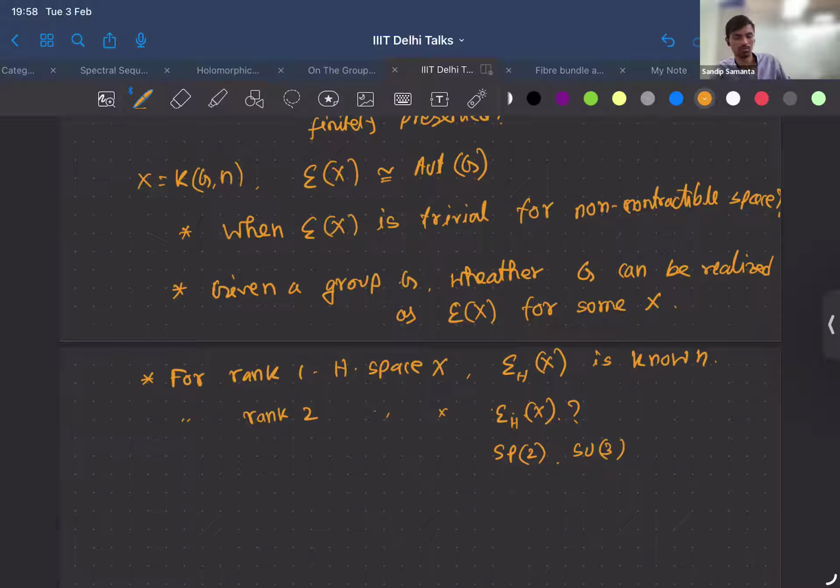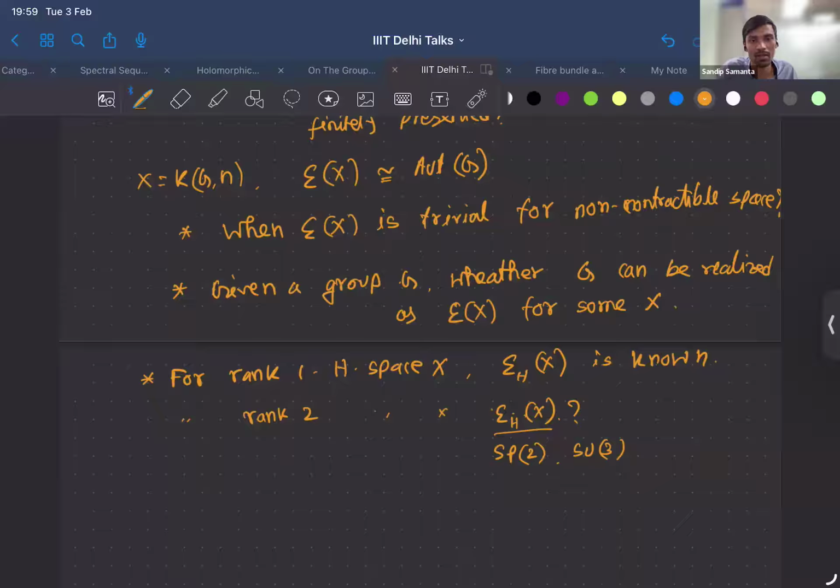Because for those, much classification is already done, like what all the rank two H-spaces are. So for other rank two spaces, what would this group be? And there are also many other similar computations; not for all spaces is this E(X) group known. So whichever is not calculated is a problem to calculate.